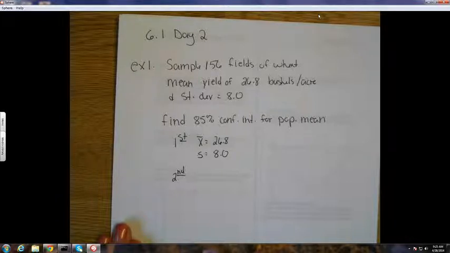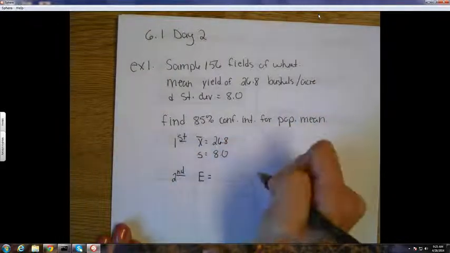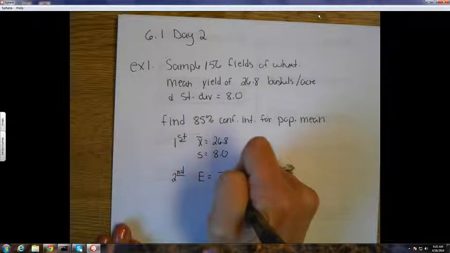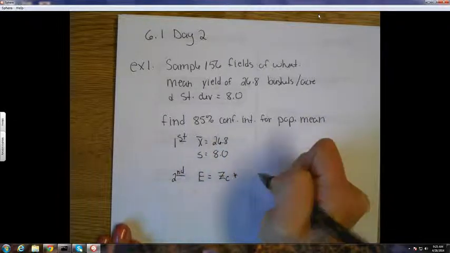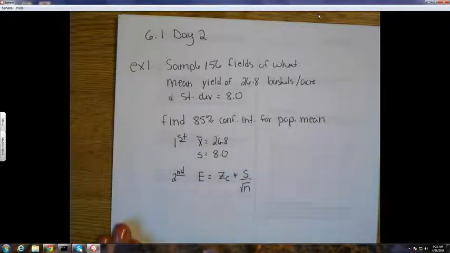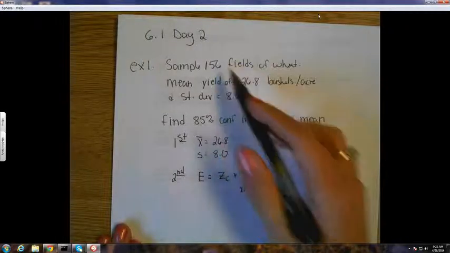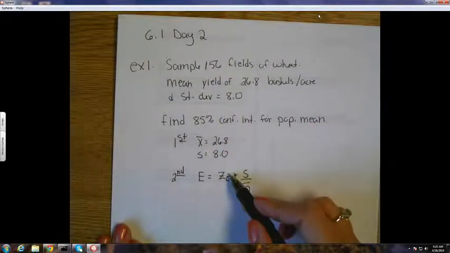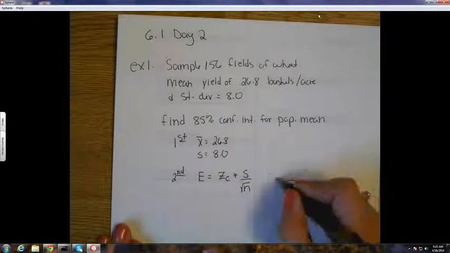Our goal is to find big E. We're going to use InvNorm here, but remember the big E formula, the max error? The z-score for your confidence level times S over square root of N. Okay, I've got the S, I've got the N, 156. Do I know the z-score for my confidence level? I chose 85% for a reason, to help Ashley out.